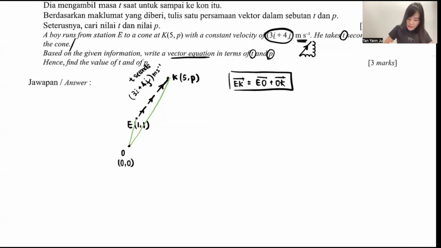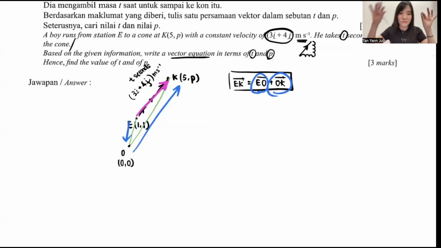Because EK is like this. EO, sorry, EO is coming down, and OK is coming up. I come down, I come up. I come down, I go up. Do I reach K after that? Yes. That means this vector triangle law is correct.